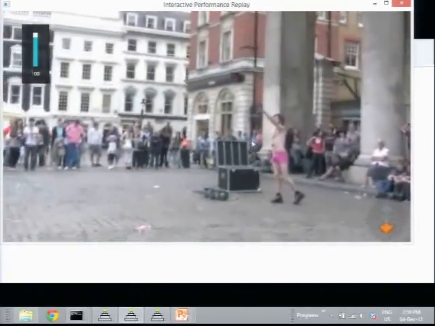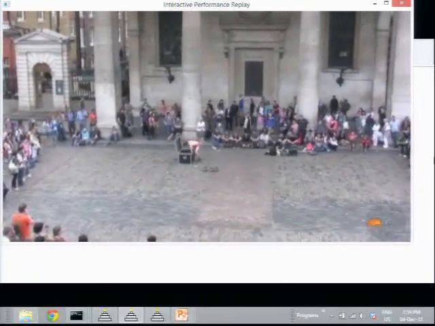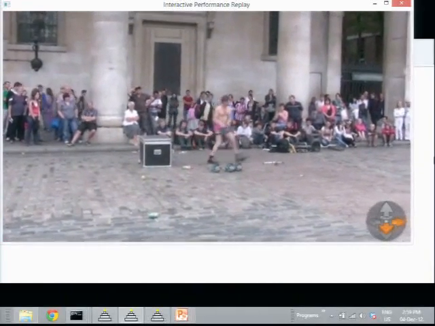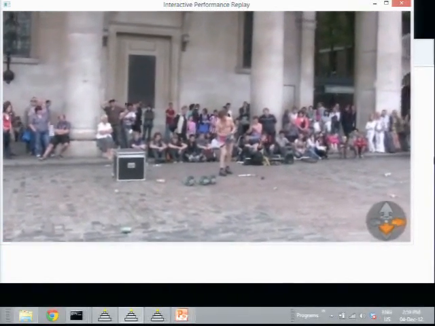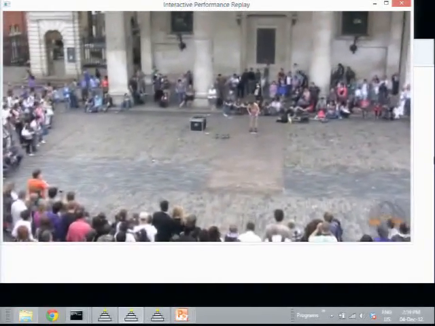So this is the transition that we can have here. Obviously it does its best, but the idea is to give the user a sense of orientation and not get lost while transitioning.